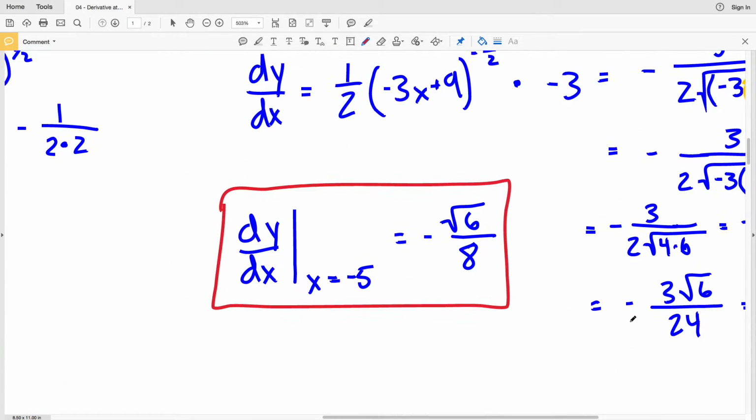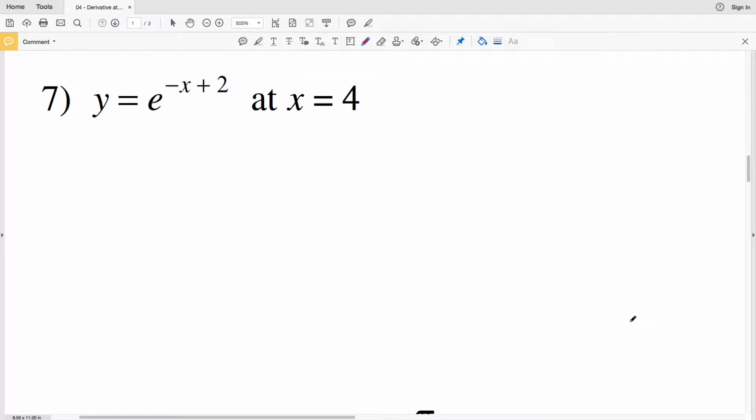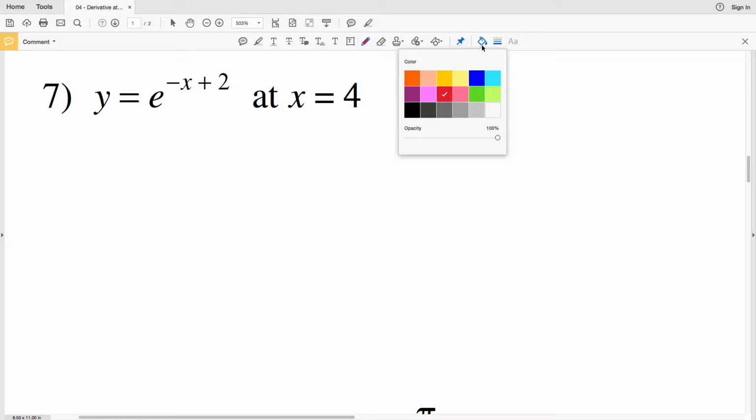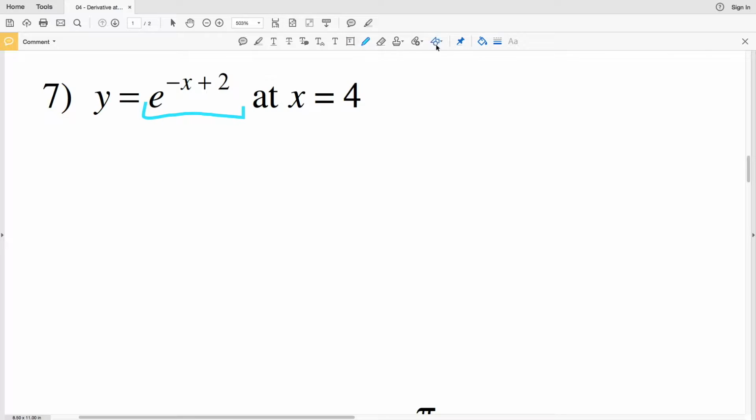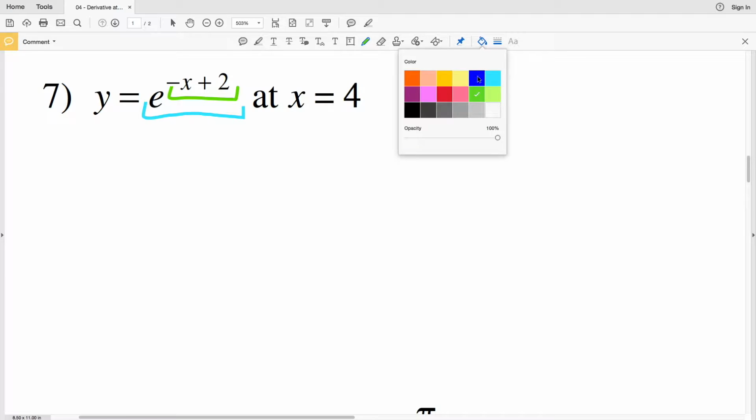Now, on to number 7. In number 7, it's helpful to remember that the derivative of e to the x is e to the x. However, for this, we're going to need to use the chain rule. So we're going to take the derivative of e to the u and then take the derivative of u.